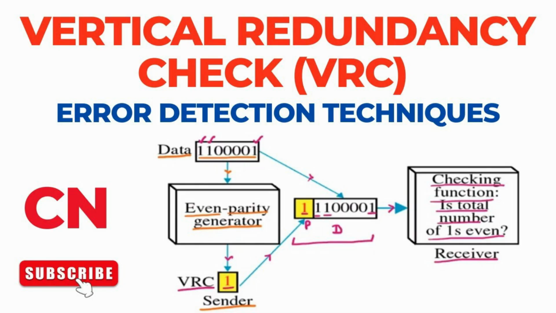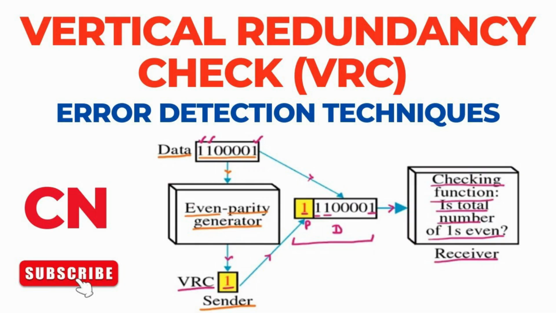Depending on the chosen parity scheme, even or odd, the parity bit is calculated before transmission. The sender counts the number of ones in the data unit. For even parity, if the count is even, a zero parity bit is added; if the count is odd, a one is added. For odd parity, the opposite logic is applied.